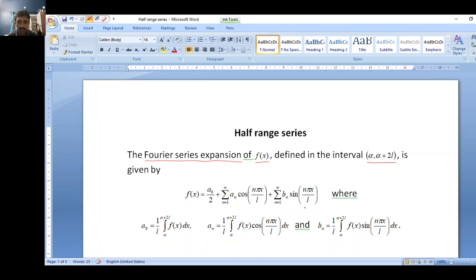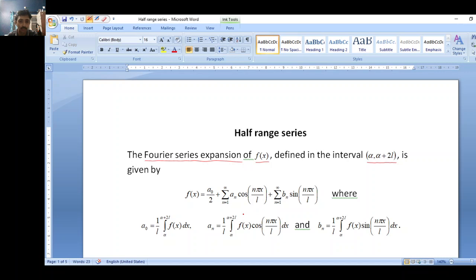So this expression, as you can see on the right hand side, is what is known as the Fourier series expansion of f of x. Of course, if f of x satisfies the Dirichlet's conditions in the interval alpha comma alpha plus 2l, then this function f of x converges to the Fourier series expansion. And as I said, these coefficients a naught, a n and b n are also called the Euler's coefficients, and they are given by these expressions. So this is exactly how we obtain the Fourier series expansion of a given function.